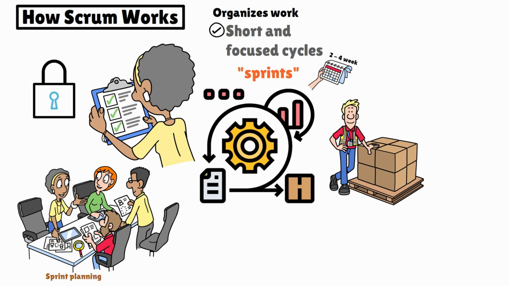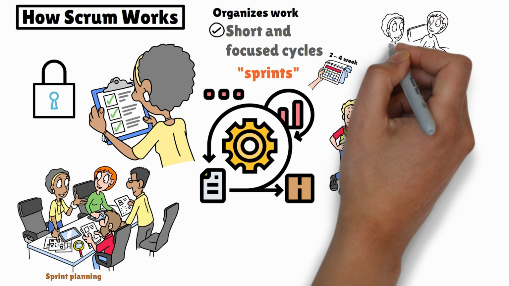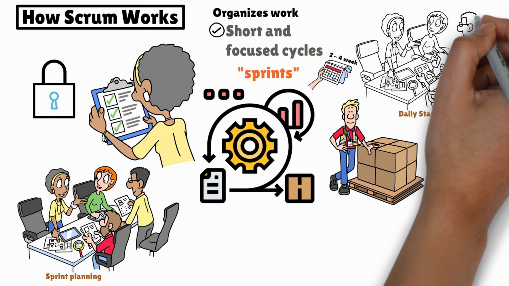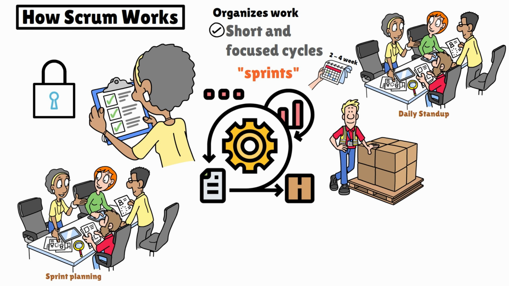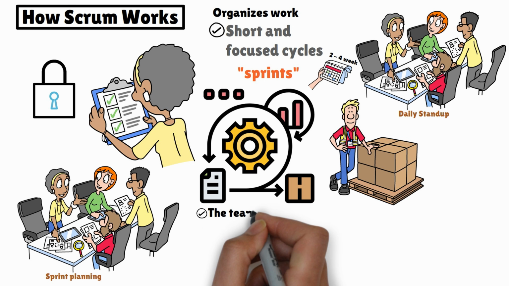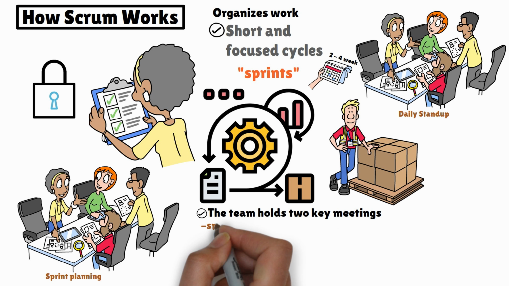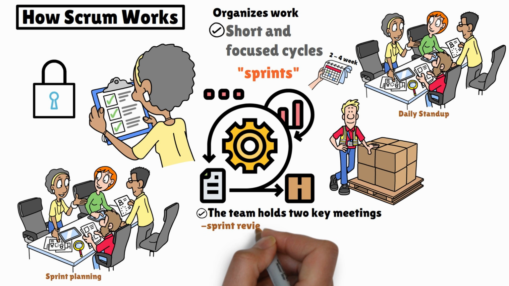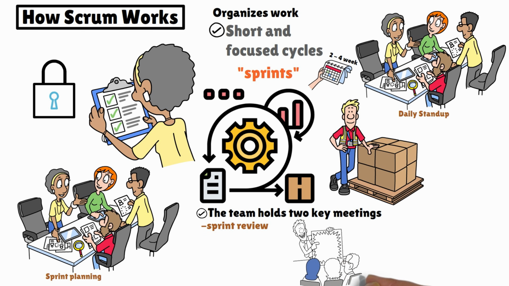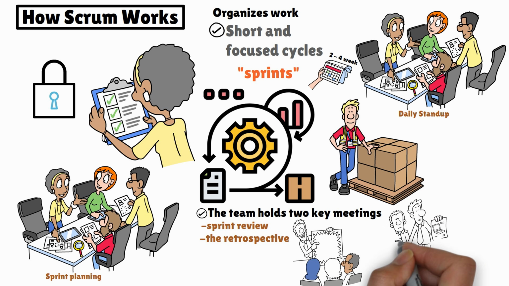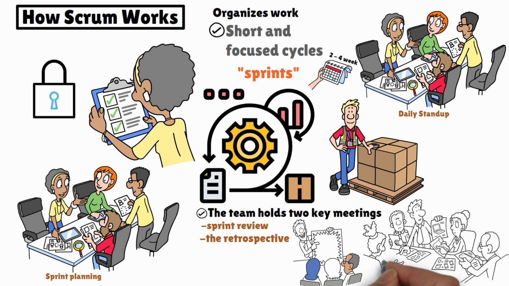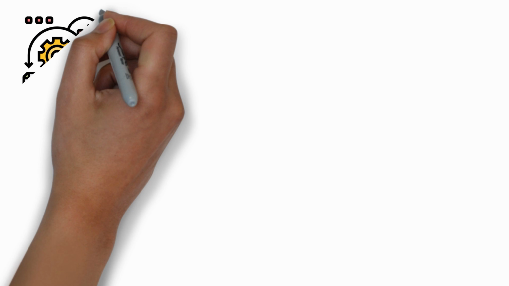During the sprint, daily stand-up meetings help the team stay aligned. These quick check-ins are where everyone shares what they're working on, any challenges they're facing, and what they plan to do next. At the end of the sprint, the team holds 2 key meetings. First, there's the sprint review, where they showcase their completed work to stakeholders and gather feedback. Then comes the retrospective, a reflection session where the team discusses what went well, what didn't, and how they can improve in the next sprint.